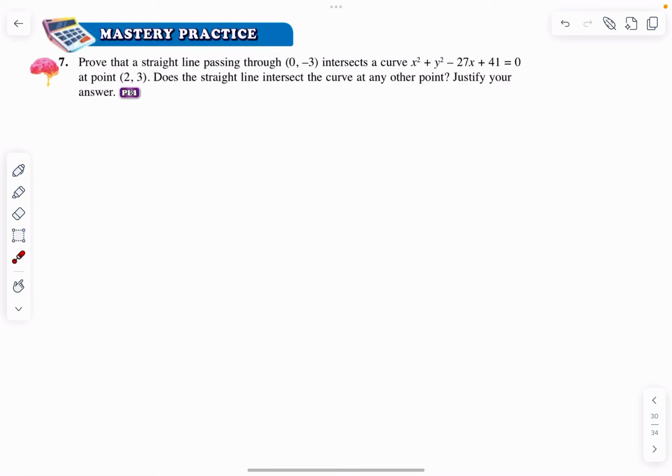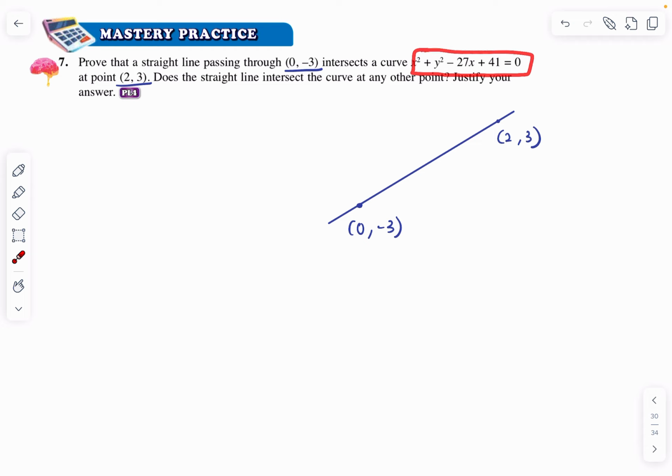Question 7. Prove that a straight line passing through this intersects the curve this at point this. So we have a straight line passing through this and this. So it passes through 0, -3 and 2, 3. And it intersects the curve, this curve, at this point.